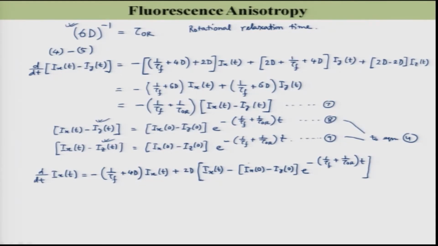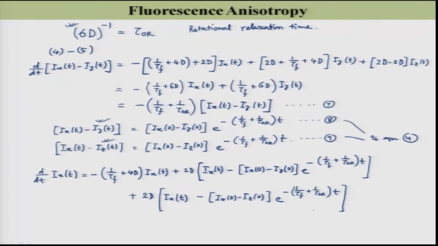So, this is for this y term and I should also write the z term. So, here my 2 d I x t minus I x 0 minus I z 0 e to the power minus (1 over tau f plus 1 over tau r) t, square bracket close. So, I got this.